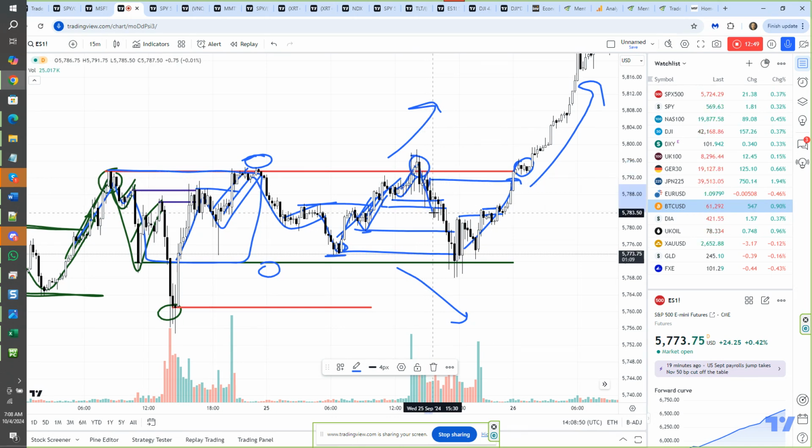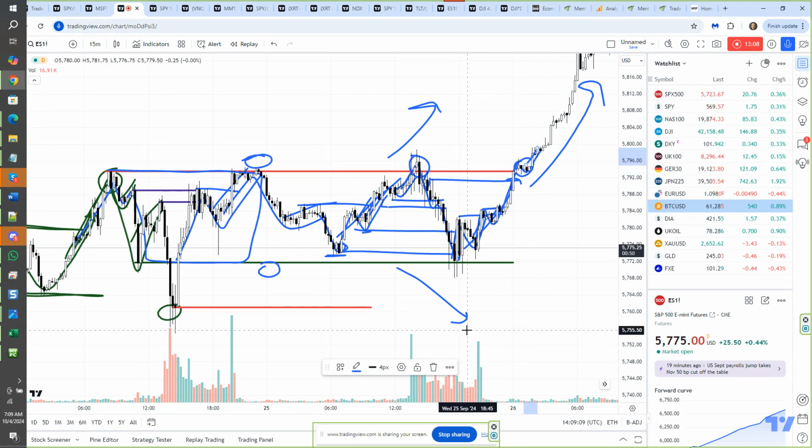That broke down, stalled into this channel and broke down to an ultimate low. I can see flagging here that invalidated to the upside. And I can see moderate flagging here that invalidated to the upside. Do you see how these patterns occur everywhere? And again, there's inverse patterns as well.